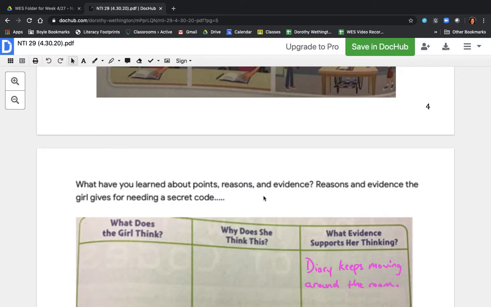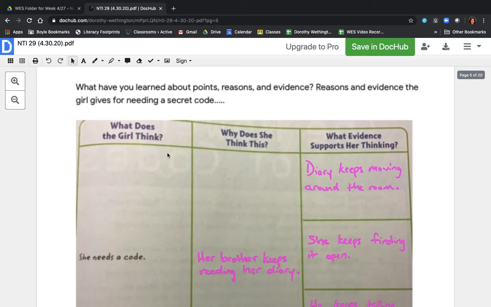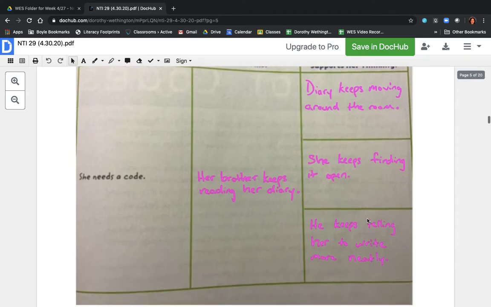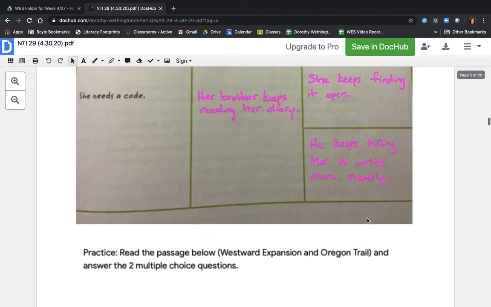What have you learned about points, reason, and evidence? Reasons and evidence the girl gives for needing a secret code. What does the girl think? She needs a code. Why does she think this? Her brother keeps reading her diary. What evidence supports her thinking? Diary keeps moving around the room. She keeps finding it open. He keeps telling her to write more neatly.